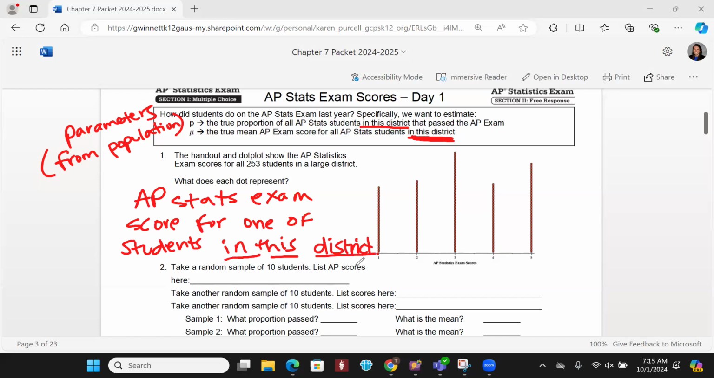This is important. You have to be specific about the population that you're talking about. You can't just say it in generality. Okay. Again, this is the population. So there's a population of 253 students in this large district.